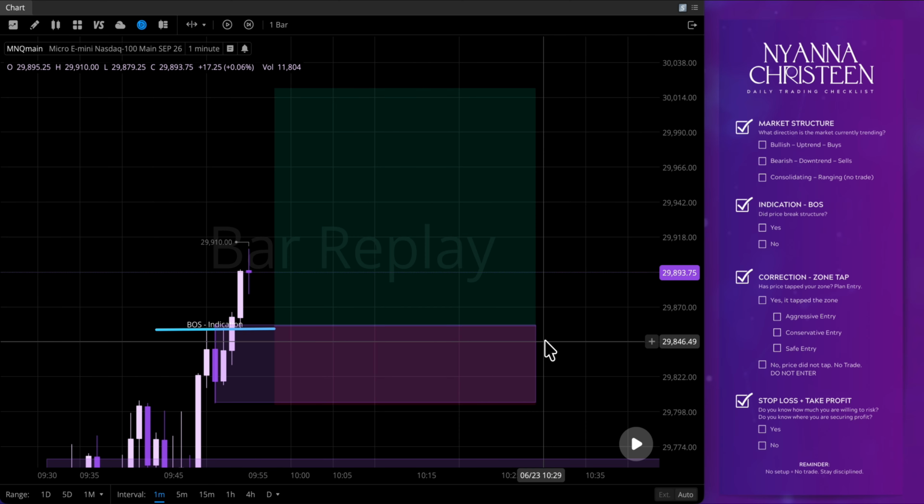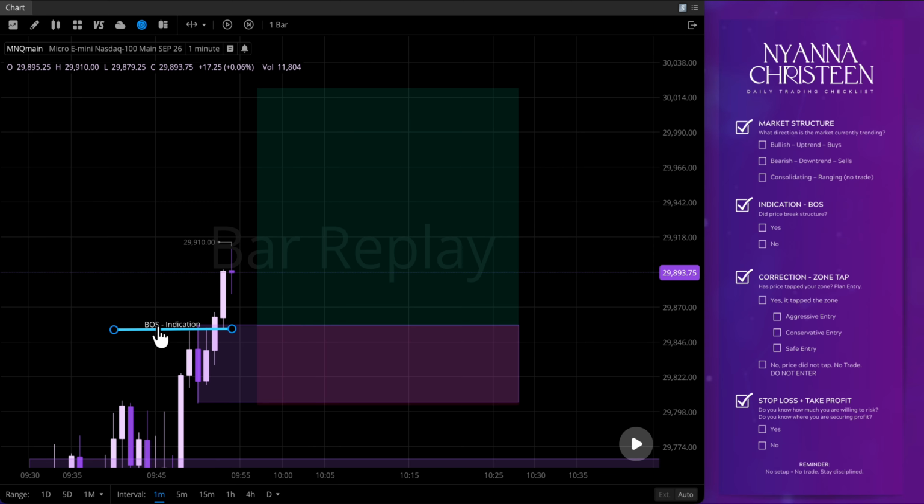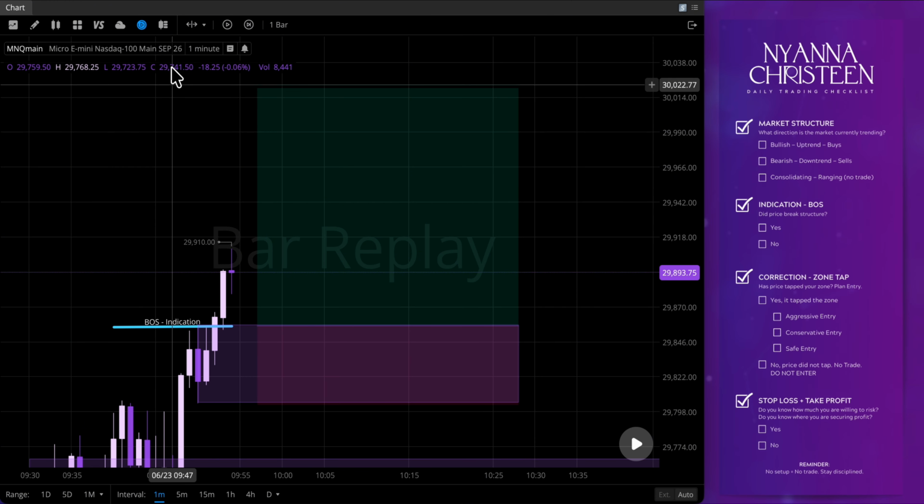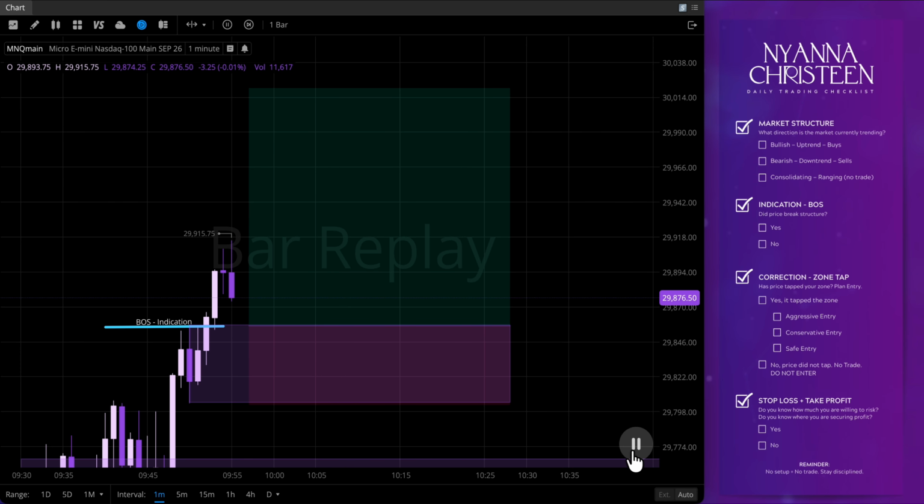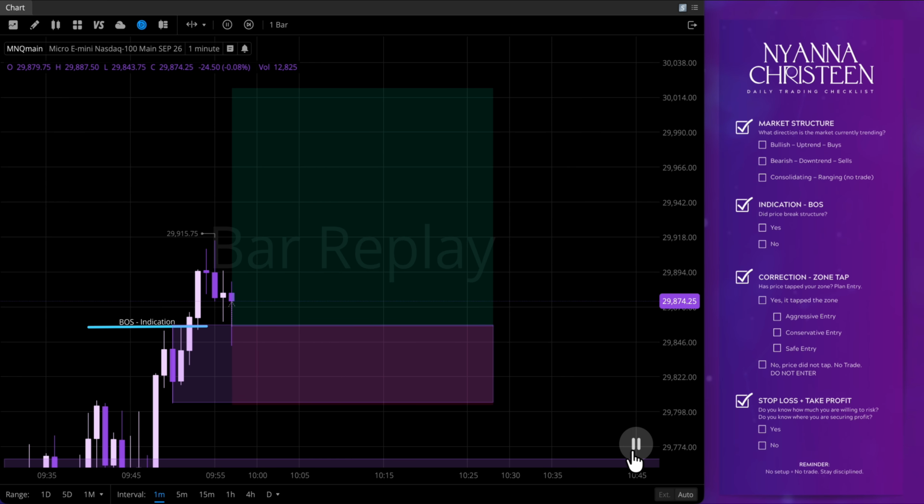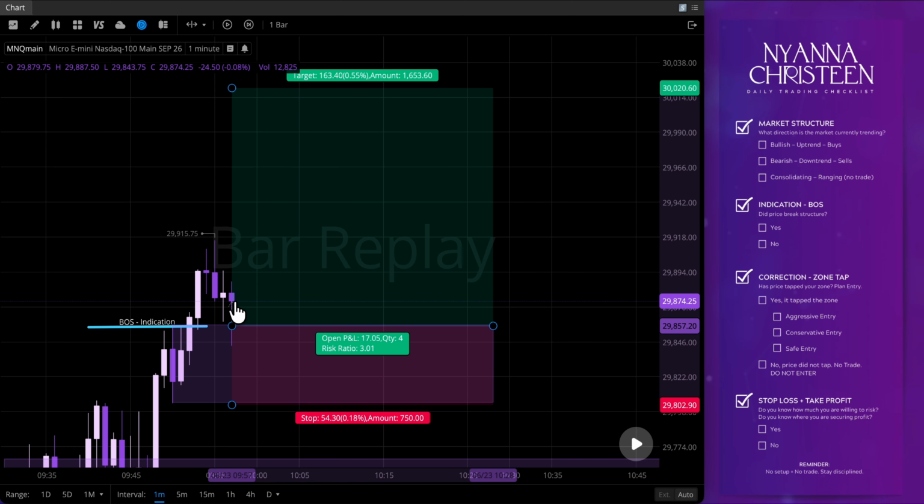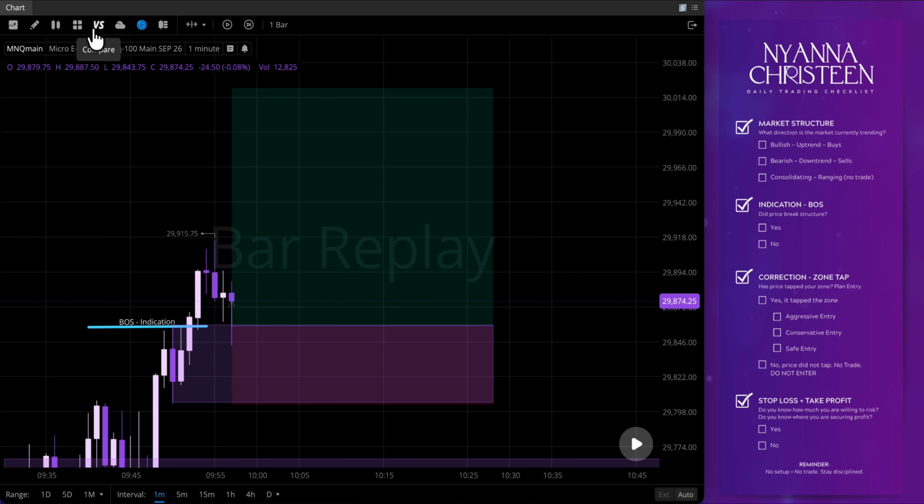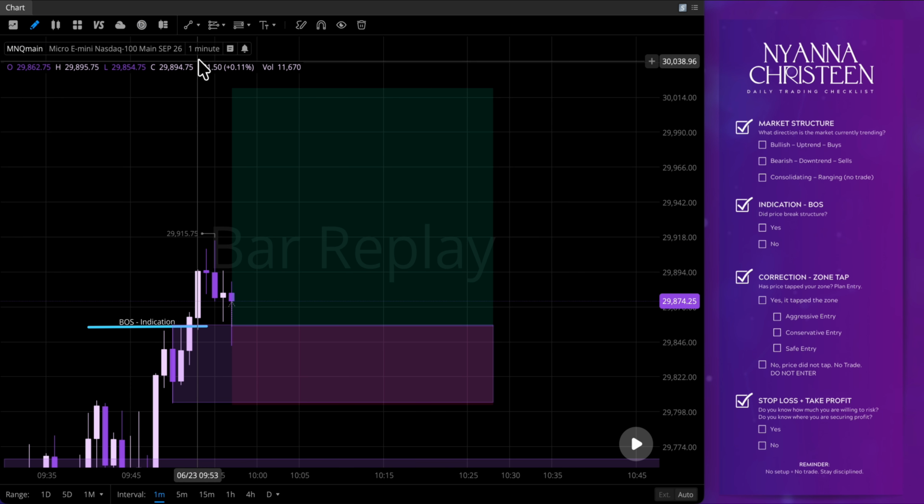Okay. We need price to tap outside the zone, and we need price to close outside the zone. I mean, we need price to tap the zone and close outside the zone for a conservative entry. So let's see. That's the tap, and price closed here. So our entry for a conservative would be here if we're waiting for the tap outside the zone.